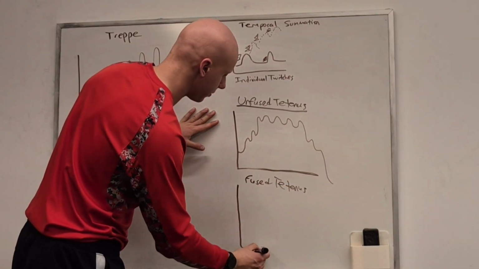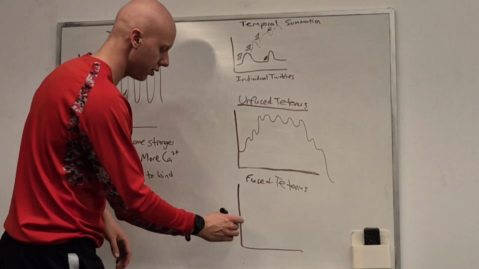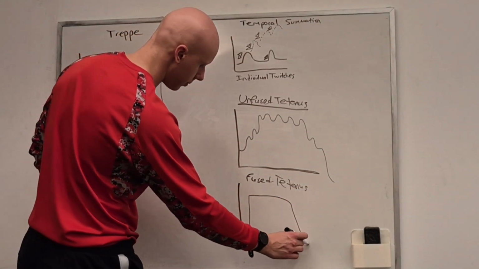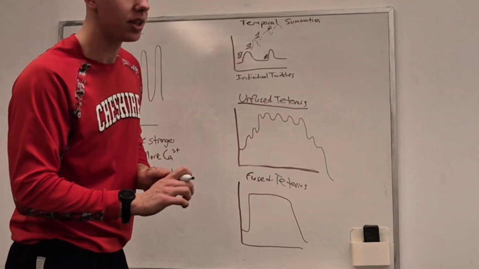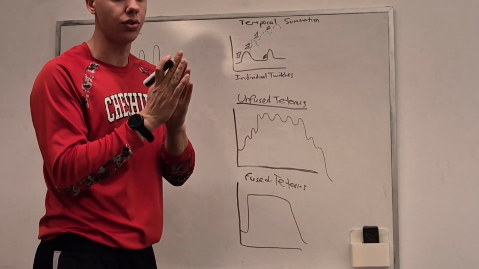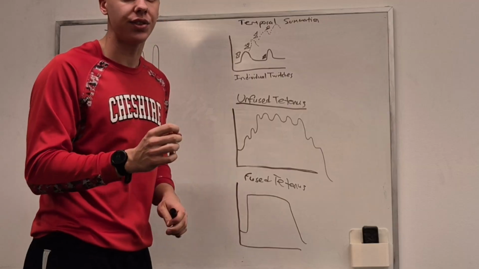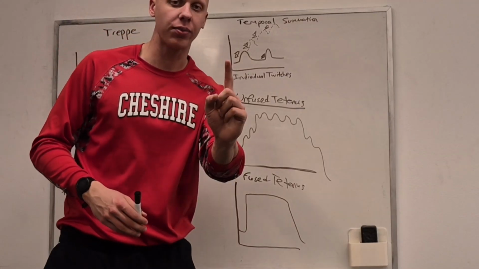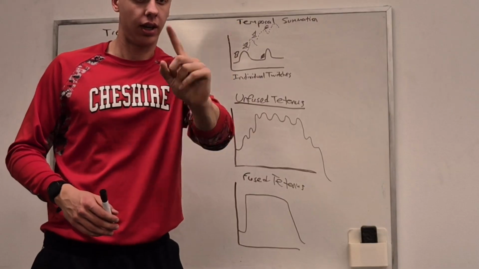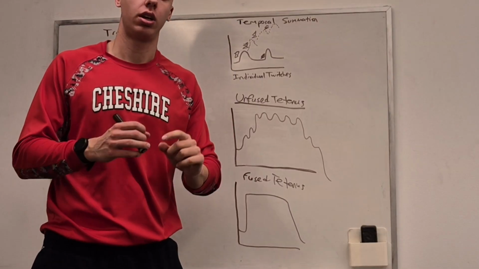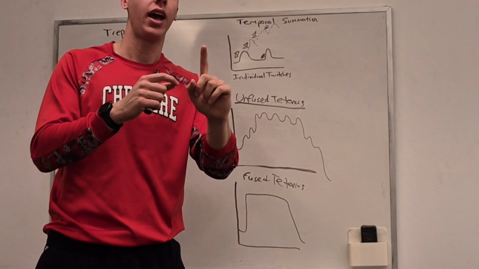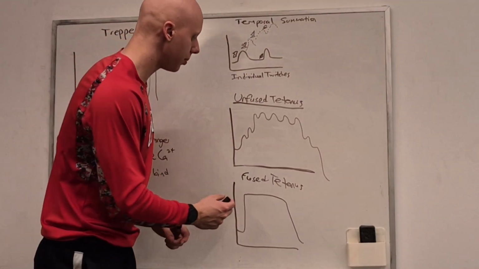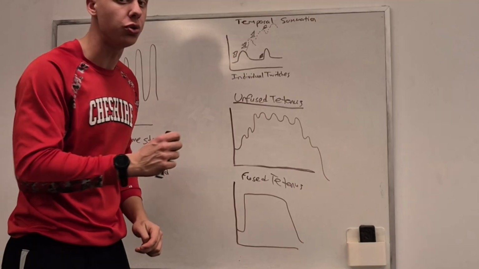is when the action potentials, so the graph will look like this. The action potential frequency is going to be so close together that you cannot distinguish one action potential from another. It's like if I wave my finger really fast like this. You can't distinguish where my finger is at every single millisecond that I wave my finger really fast like that. Same concept that's going on with action potentials in a fused tetanus.